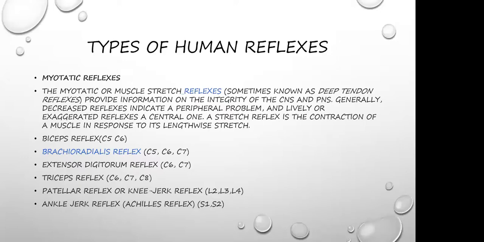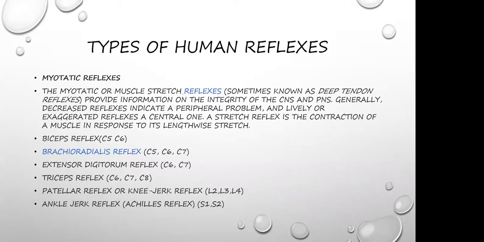Types of human reflexes. Myotatic reflexes or muscle stretch reflexes, sometimes known as deep tendon reflexes, provide information on the integrity of the CNS and the peripheral nervous system. Generally, decreased reflexes indicate a peripheral problem, and lively or exaggerated reflexes a central one.